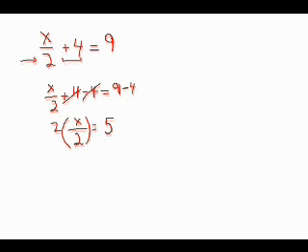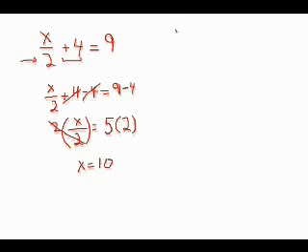If I multiply the left side by 2, I have to multiply the right side by 2. Multiplying by 2 and dividing by 2 cancel themselves out. In this case, they make 1. 1 times x is just x, and 5 times 2 is 10.